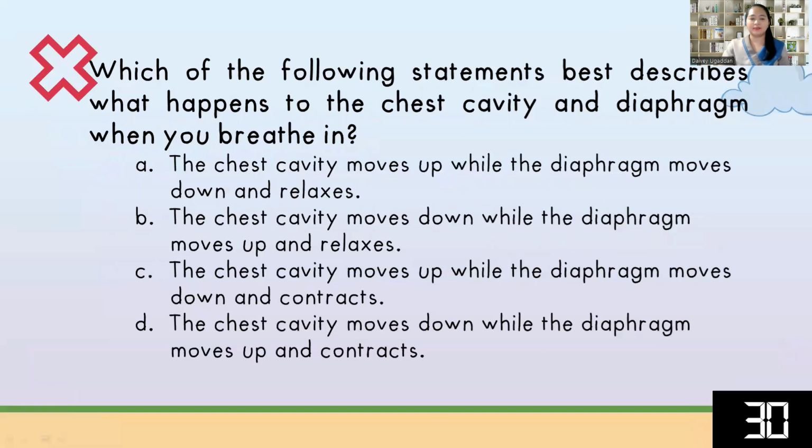Question number 14. Which of the following statements best describes what happens to the chest cavity and diaphragm when you breathe in? A. The chest cavity moves up while the diaphragm moves down and relaxes. B. The chest cavity moves down while the diaphragm moves up and relaxes. C. The chest cavity moves up while the diaphragm moves down and contracts. Or D. The chest cavity moves down while the diaphragm moves up and contracts. Please key in your answer in the comment section.